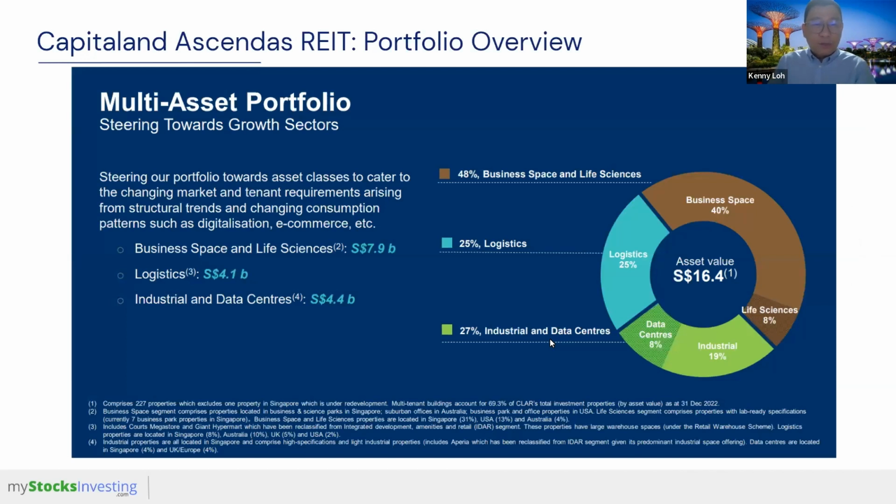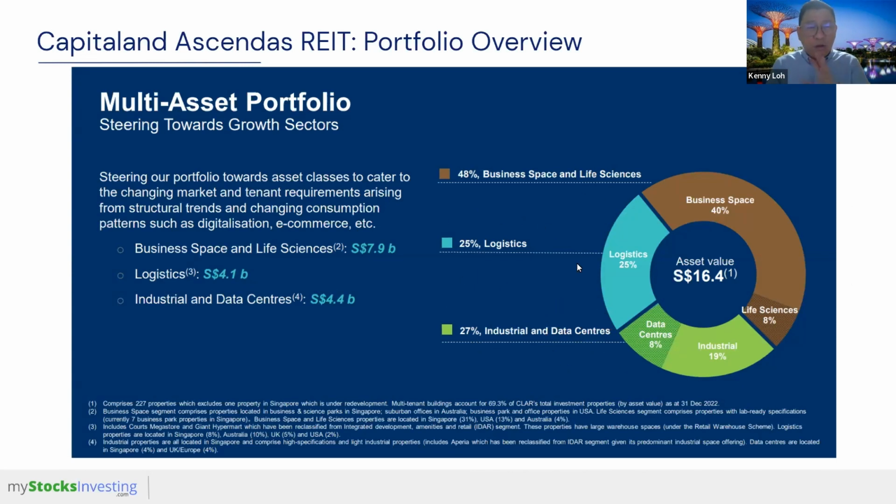Okay, so in terms of the sector itself, 48% they are in the business space and also life science, which is a growth sector. 25% in logistic, and also 27% in the industrial and also data center. Data center is a growth sector, life science is a growth sector, logistic is a growth sector.